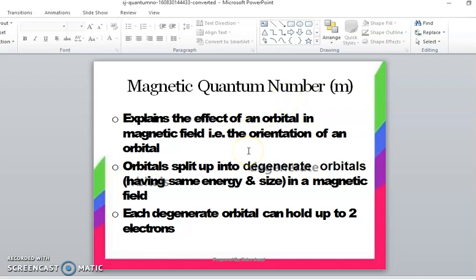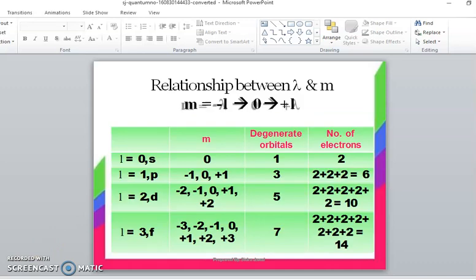That means an orbital will split into some more energy levels in the presence of a magnetic field. So that is explained by what is called the magnetic quantum number. That is the orientation of an orbital in space. Clear? If you apply a magnetic field, it will split and will orient in space. Clear? Now, how many m values can each sub-level have?